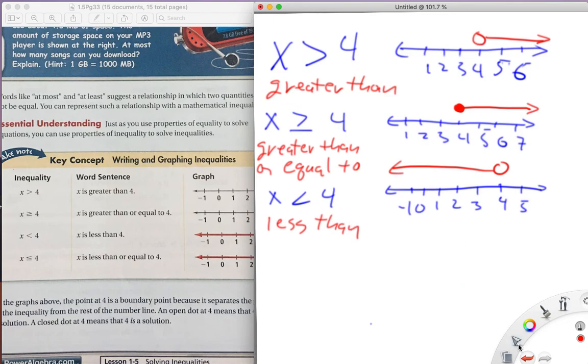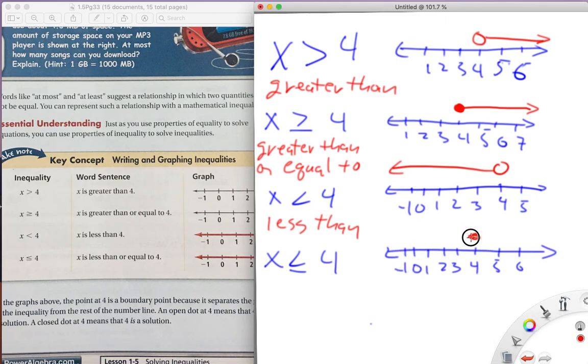And if we had x less than or equal to 4, and this is all from left to right when we do our number line, we would have a closed circle because it includes 4 and goes to the left. So this would be less than or equal to.